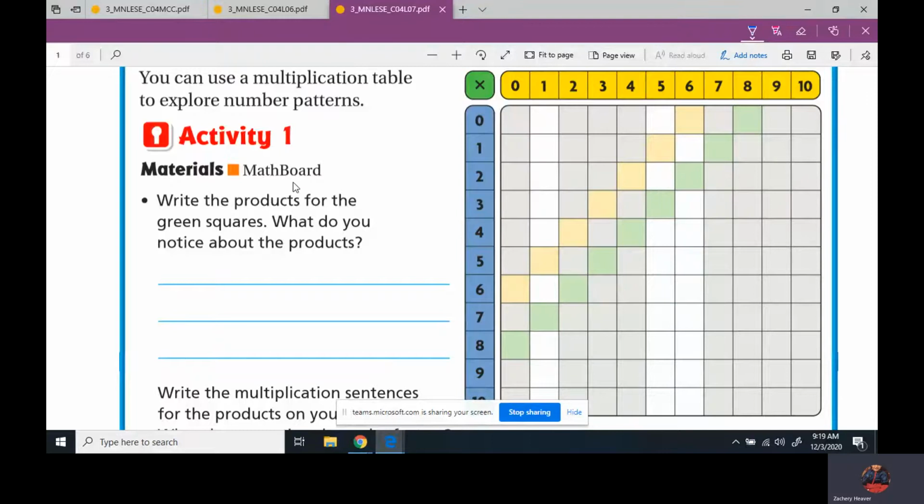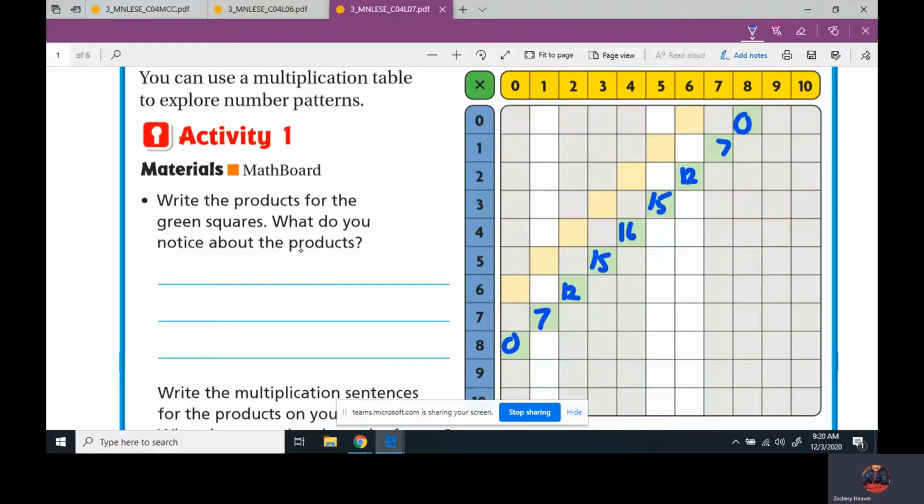So look at number 1. Now we're supposed to be using a math board for this, but we're going to do it on here as much as we can. It says write the products for the green squares. Well, here are our green squares. So we have 0 times 8, which is 0, 7 times 1, which is 7, 2 times 6, which is 12, 3 times 5, which is 15, 4 times 4, which is 16, and then we go back down. 3 times 5 is 15, 2 times 6 is 12, 1 times 7 is 7, 0 times 8 is 0.